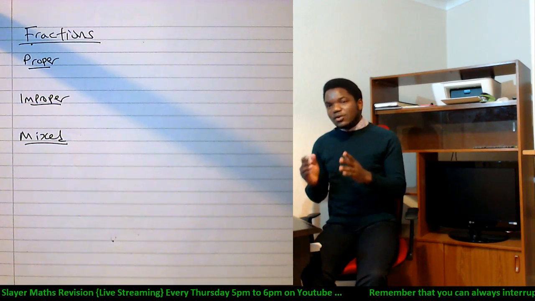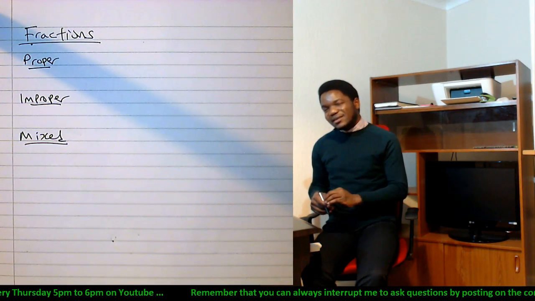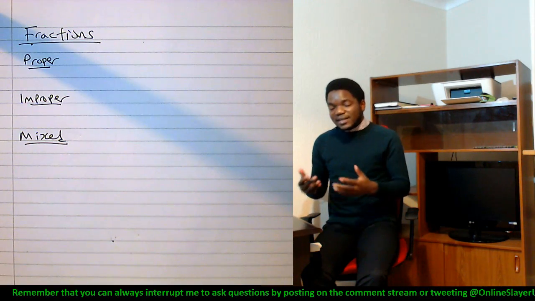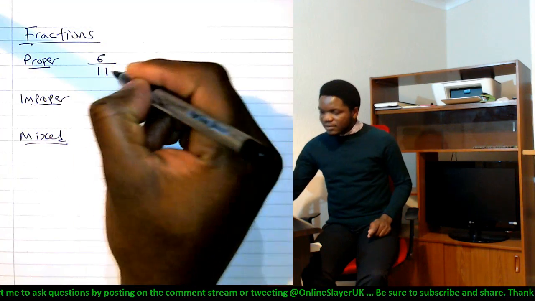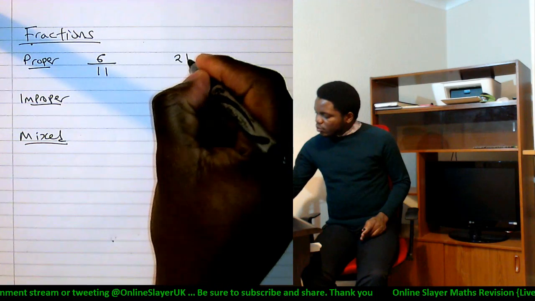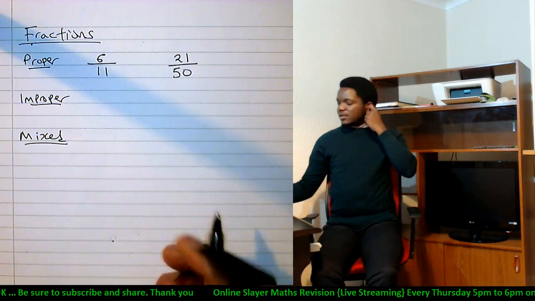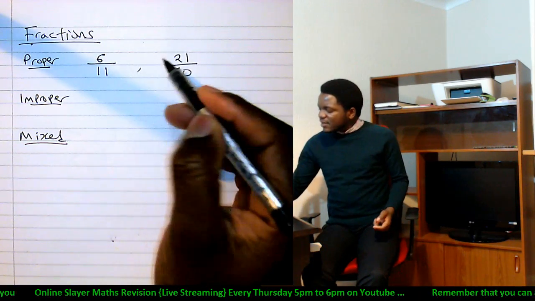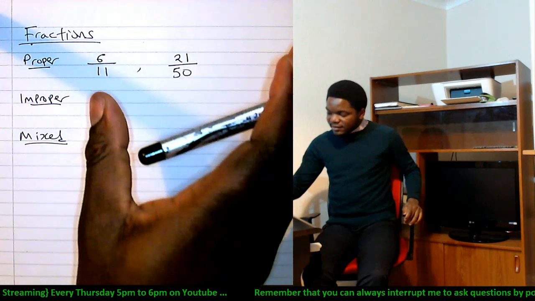A fraction is only proper when the numerator is smaller than the denominator, which gives us the good excuse of not trying to bother dividing this thing. For instance, 6 divided by 11 is a proper fraction. 21 divided by 50 is another proper fraction because the numerators are lower than their denominators, which gives a good excuse as not to want to go ahead with the division. So you can say, this is my answer, okay?